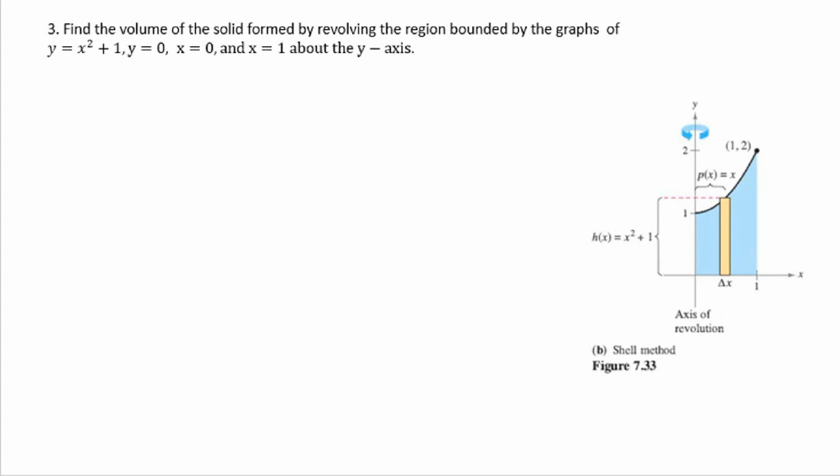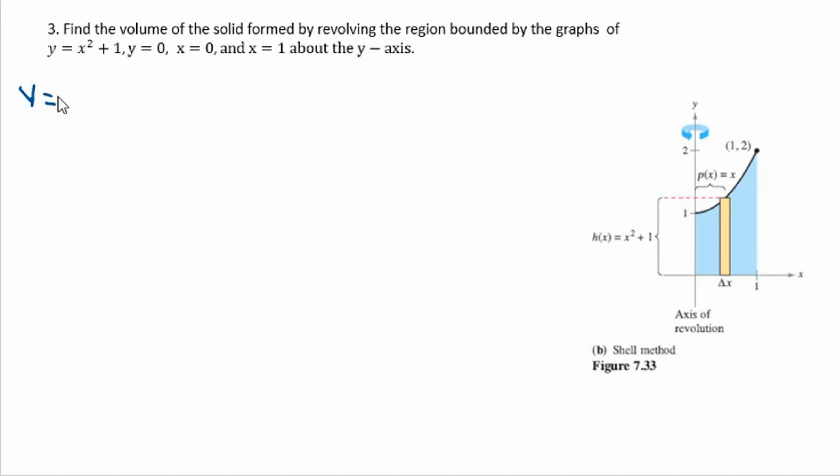Number 3, find the volume of the solid formed by revolving the region bounded by the graphs of y equals x squared plus 1, y equals 0, x equals 0, and x equals 1 about the y-axis. I'm going to solve this one using the shell method. Looking at the figure, we can now write the formula for the volume.